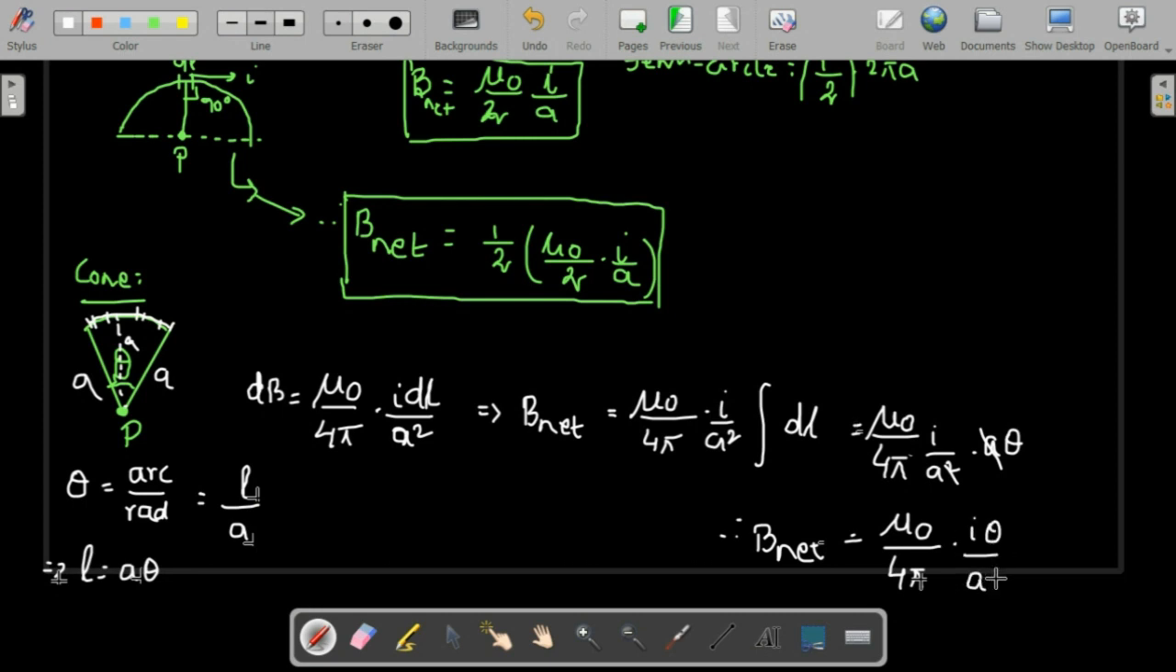So theta is nothing but whatever is the angle that is subtended. But please remember, since we are not writing it down in terms of sine theta or cos theta, this has to be written in terms of radians.